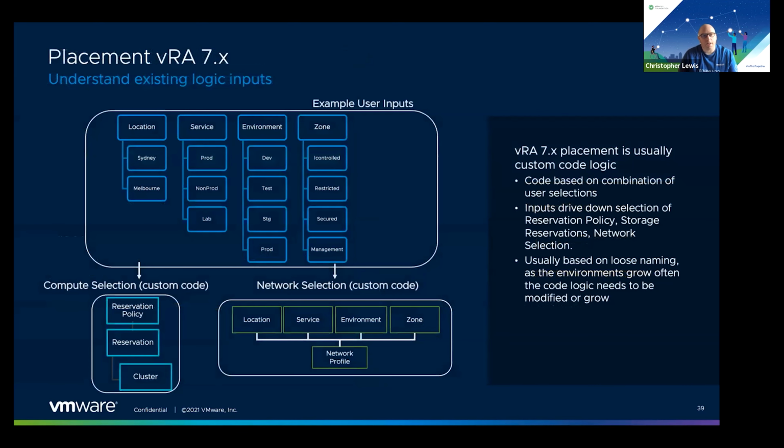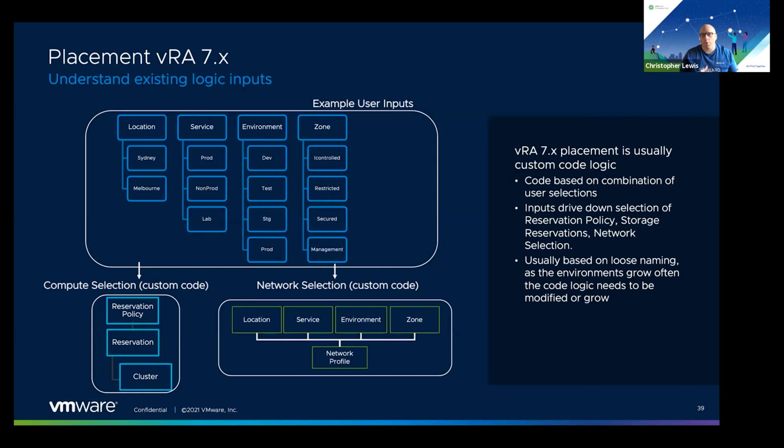There are also different placement logic rules, if you like. So in 7 we had location, if you enabled it, you have a service, you have an entitlement, you have environment, you have zones, and you could do all that with example user inputs. And it may be custom code, maybe custom code for network selection and so on and so forth.